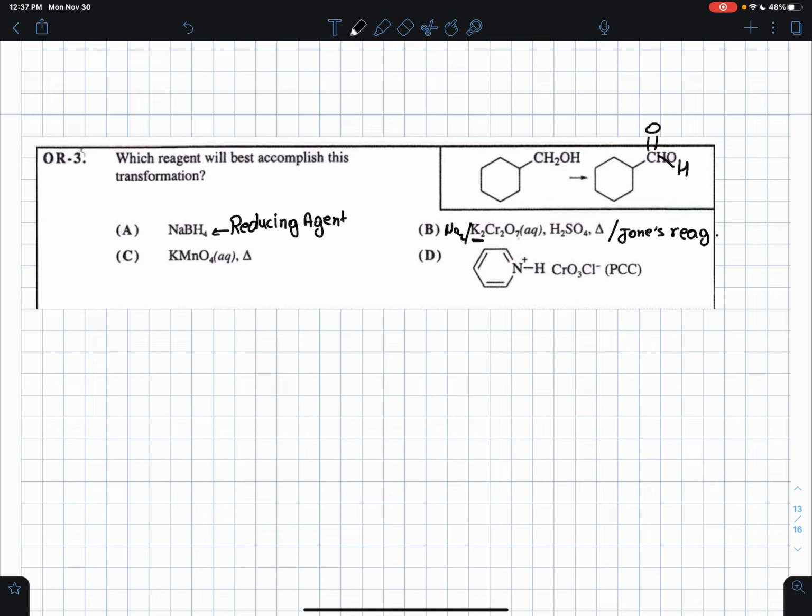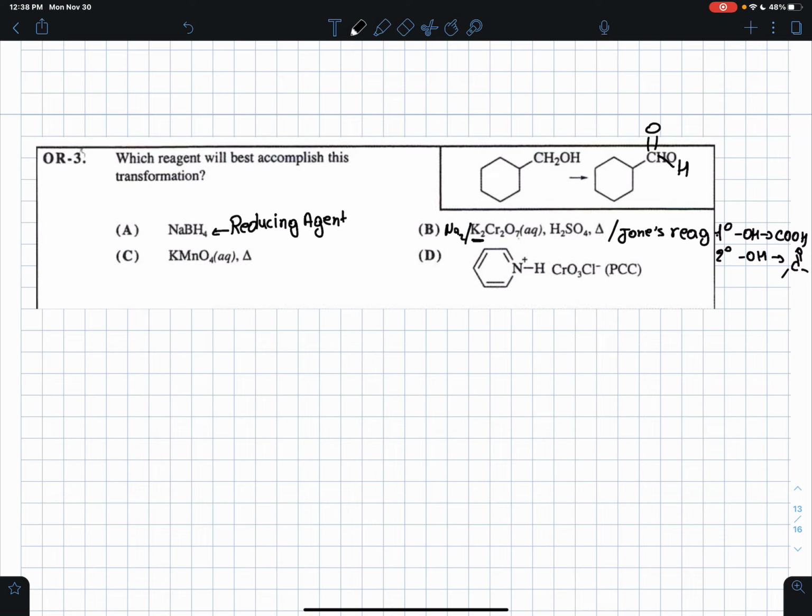This reagent is an oxidizing reagent, and it's not just an oxidizing reagent, it's a strong oxidizing reagent. So what's going to happen here is it's going to take a primary alcohol all the way to a carboxylic acid, so COOH, and a secondary alcohol to a ketone, so C double bond O. So that's the typical Na2Cr2O7 Jones reagent.